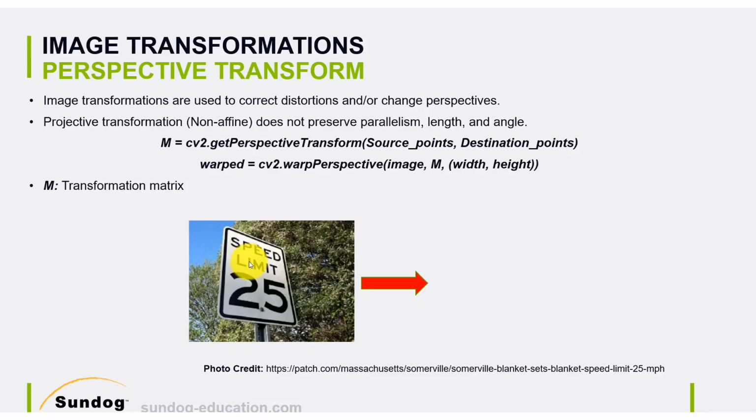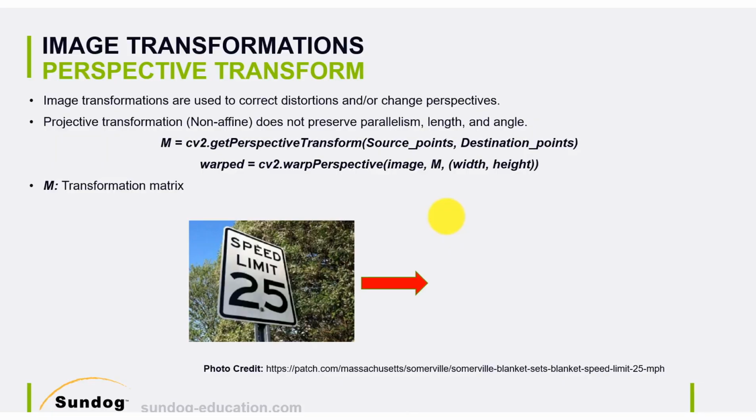So how can we do this? If we look at this image, first of all, we need to identify the key points. What object do we need to transform, or apply that perspective transform on? So the first step is to identify what we call the source points. Here I look at my image, my 25 speed limit sign, and I identify points 1, 2, 3, and 4.